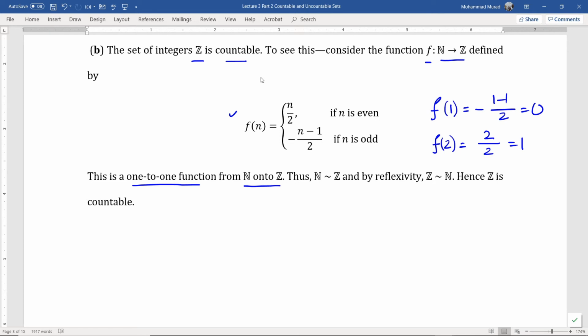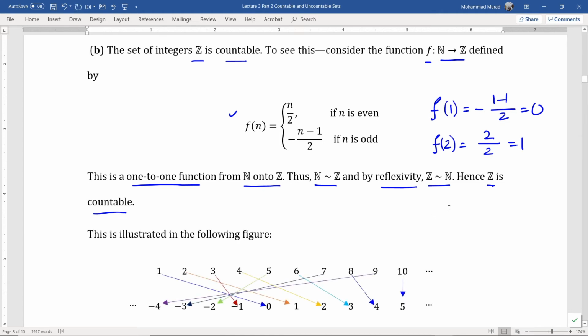Thus, the set of natural numbers is equivalent to the set of integers. And by reflexivity, the set of integers is also equivalent to the set of natural numbers. Hence, Z is countable. This is illustrated in the following figure.